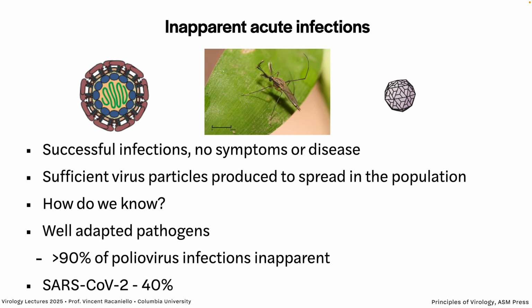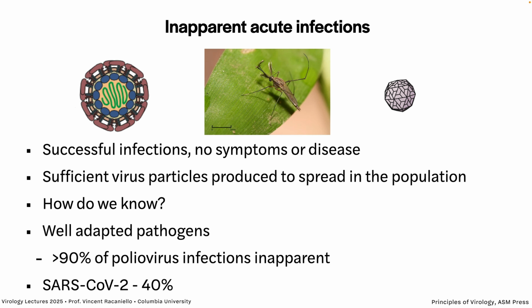These are successful infections with no symptoms, right? No symptoms. You don't feel anything. That's what an inapparent infection is. You do have signs, right? The virus is in you, it's multiplying, immune response is kicking in. So those are signs of infection, but there's no symptoms. And you can make enough virus particles to spread in the population. So asymptomatic infections are a very important contribution to transmission of infection.